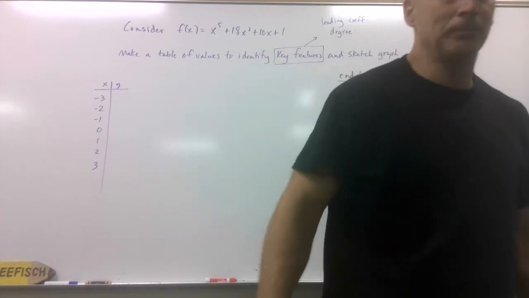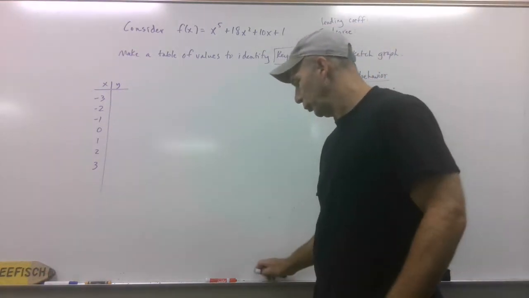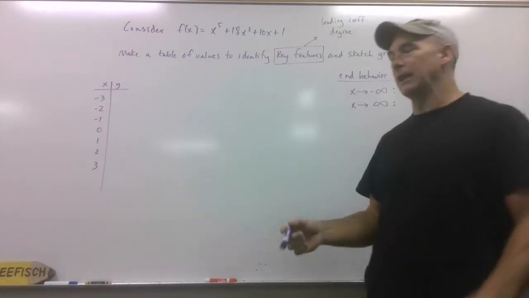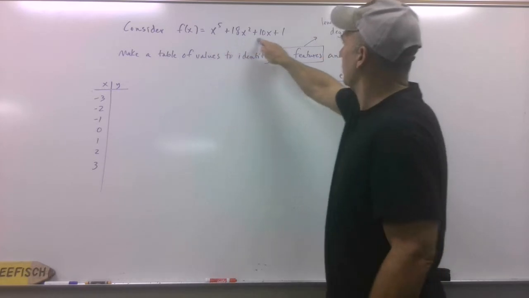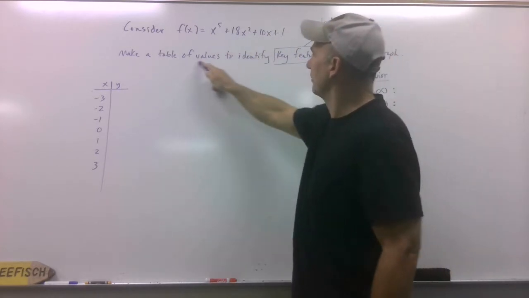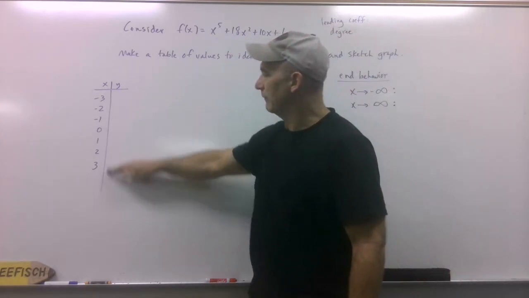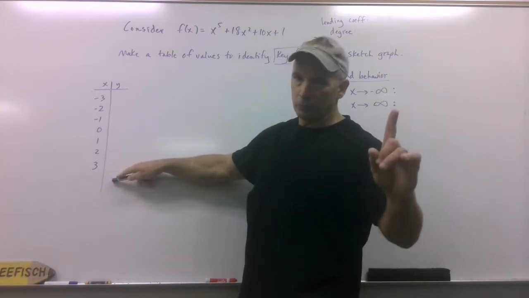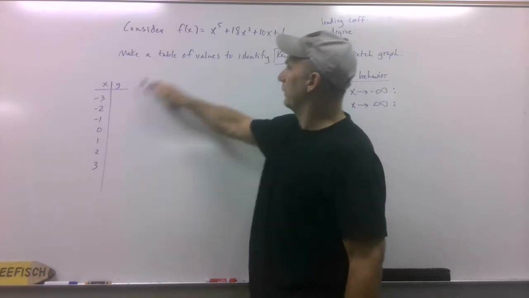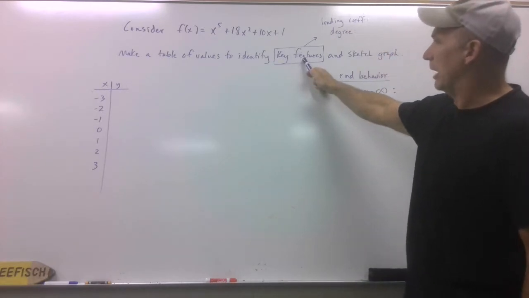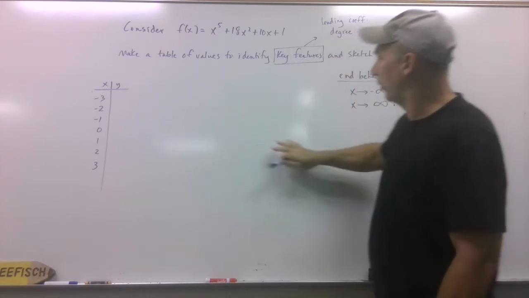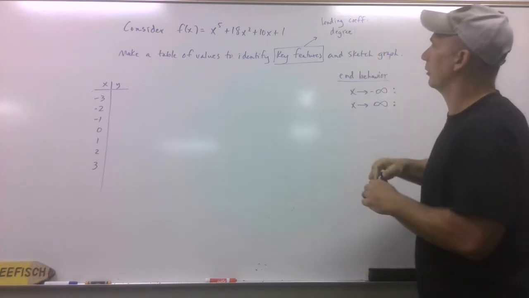Okay, sample problem. Very similar to one of the problems I showed you in the pre-lesson, with slight differences. It says, consider this polynomial equation, make a table of values. And they don't even give you this. So rule number one, use these values when they ask you to make a table of values to identify the key features.